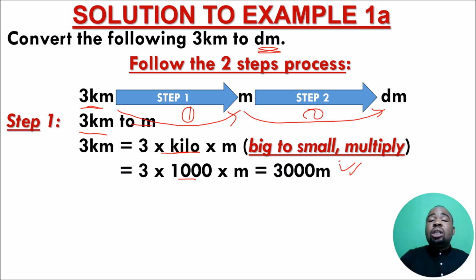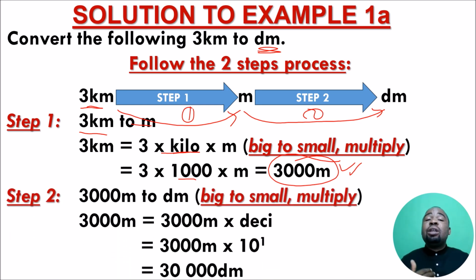Now, using these 3,000 meters we've obtained, we can take a step further to convert the meters to decimeters. So 3,000 meters to decimeters. A meter is bigger than a decimeter, because a deci is 10 to the power negative 1. So a meter is bigger than a decimeter. If you have a problem, revisit the previous lesson on conversions from multiple to a unit.